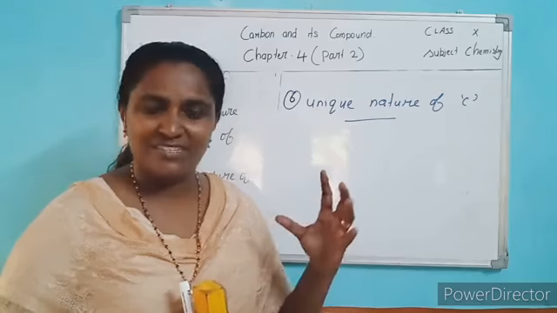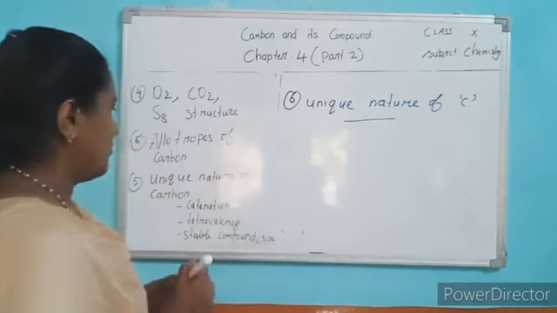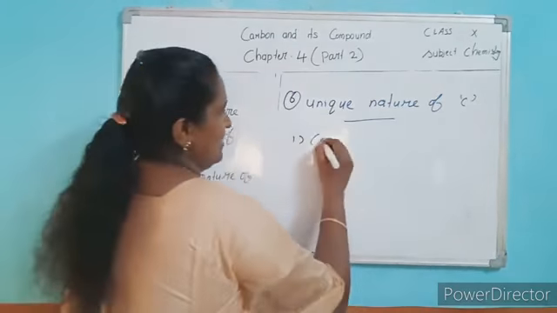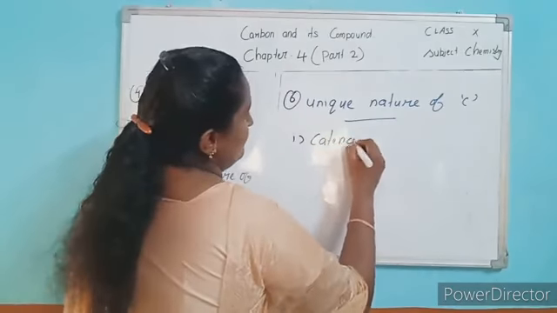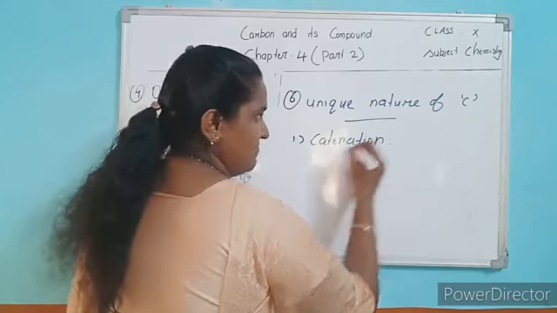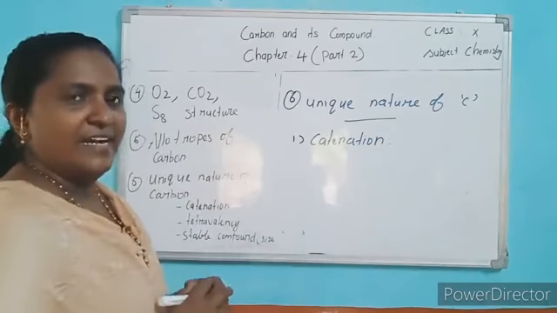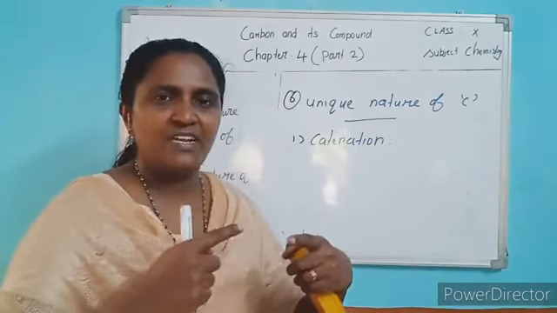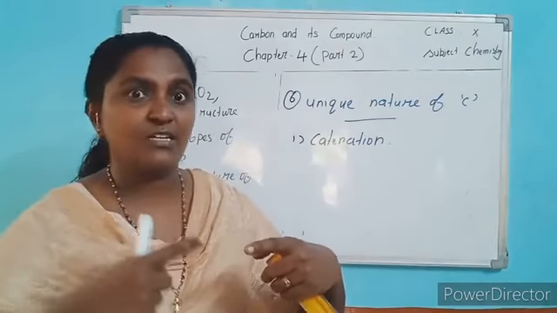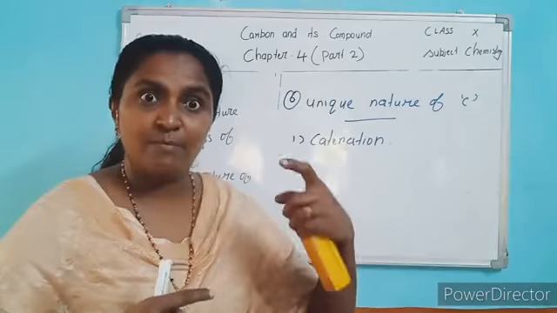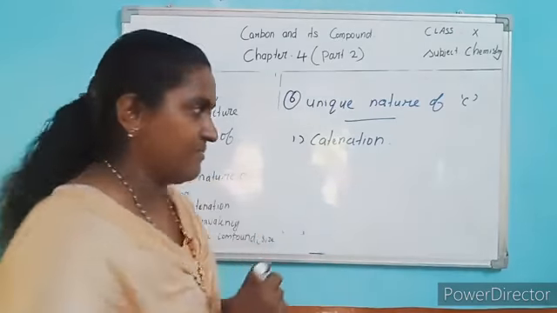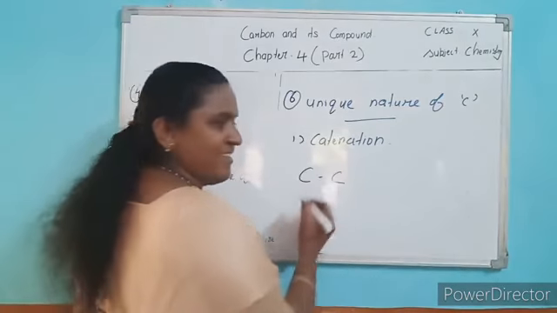Now let us see what the unique properties are. First one is catenation. What is catenation? Catenation means self-linking of carbon. Carbon links with another carbon. Carbon makes a bond with another carbon.